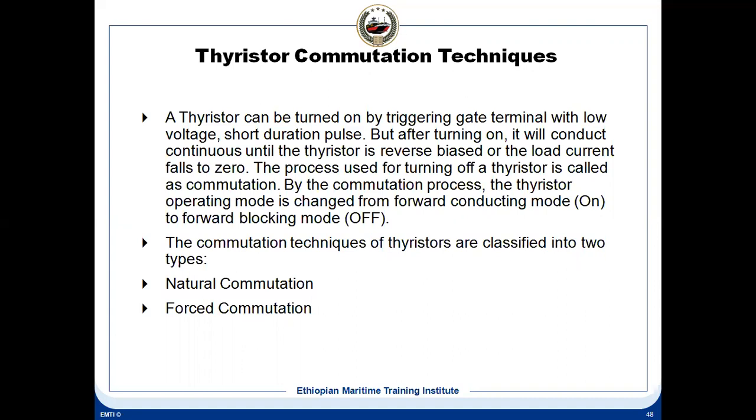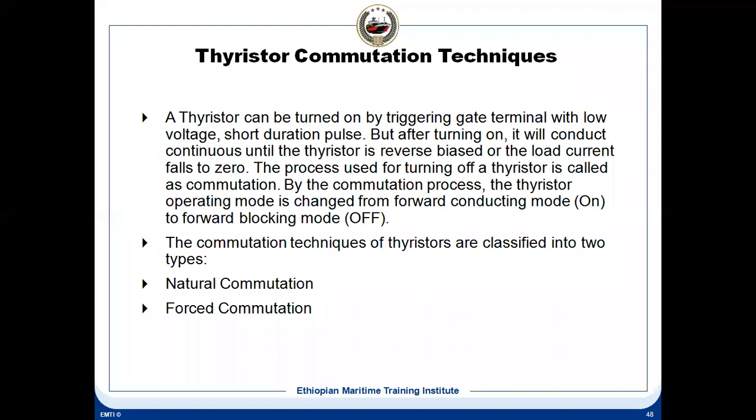So a thyristor can be turned on by giving a triggering gate signal with a low voltage. Once you give a gate signal, the thyristor is turned on. You cannot switch off the thyristor by gate control. The gate loses control. Then we have to go for the commutation process, the turning off process.